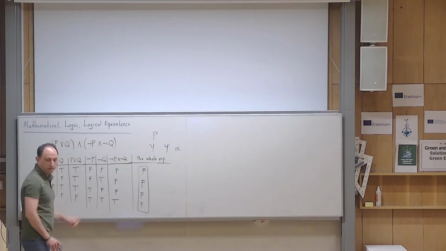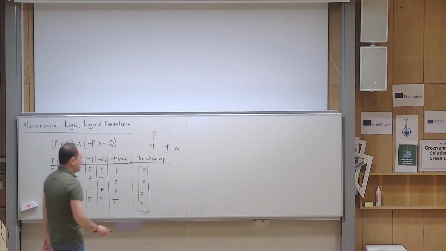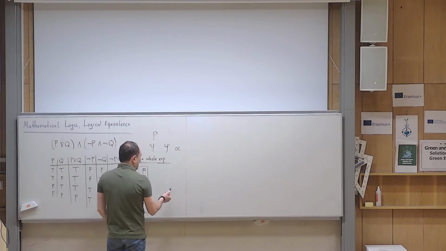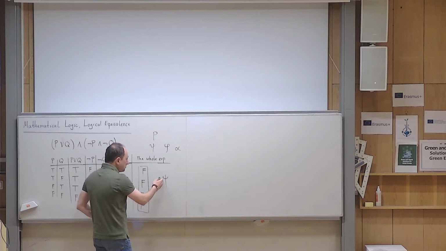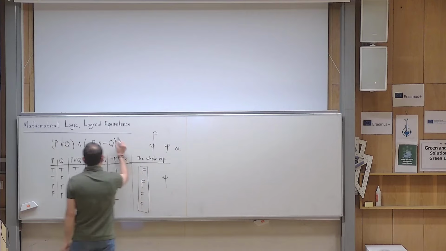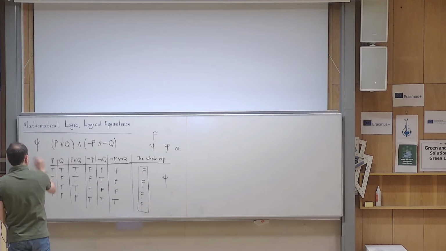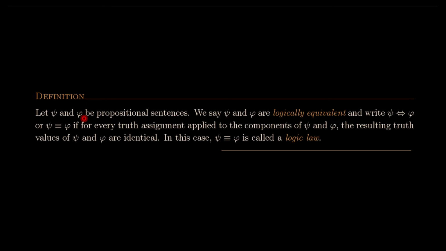Yes? Okay. So there is a difference. What I'm saying is that if in my lessons you see I am writing psi, this might not be an atomic one. It might have an internal structure. For example, this one I can call psi. Okay, so now let psi and phi be propositional sentences.